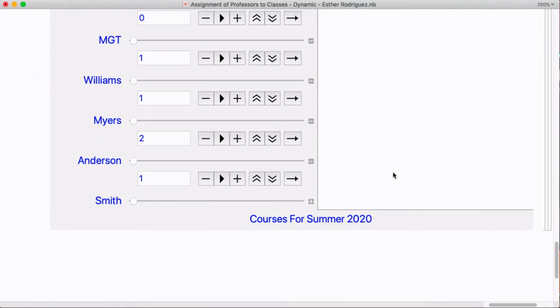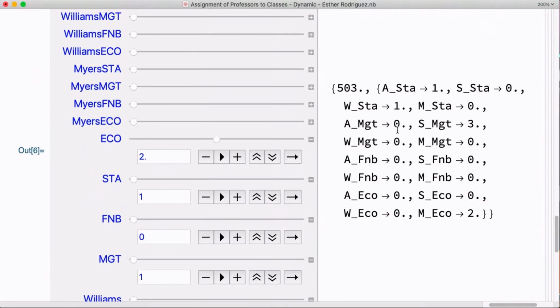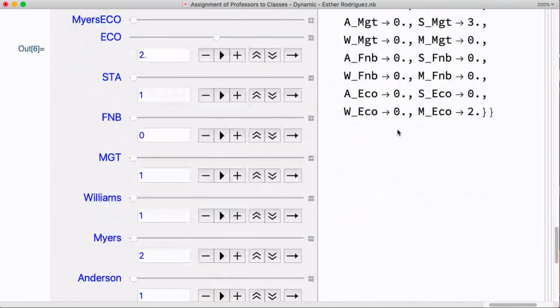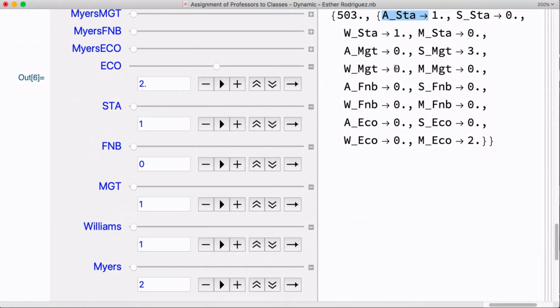This is the supply of the professors. If Smith can go on and teach 3 classes, there is a case here. Who is teaching what? We have it on that case. Anderson is teaching statistics. Williams is teaching statistics. Do I need 2 statistics? And why do I have 2 statistics? Here I said, statistics I want 1. Why do I have 2 statistics?